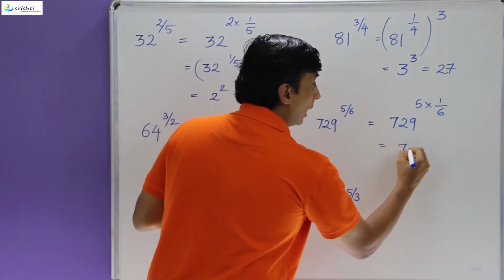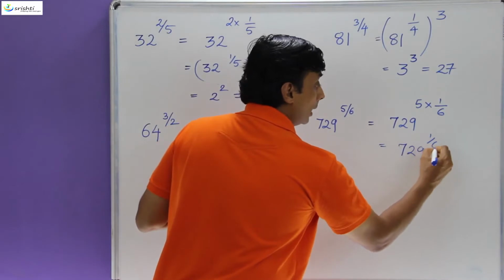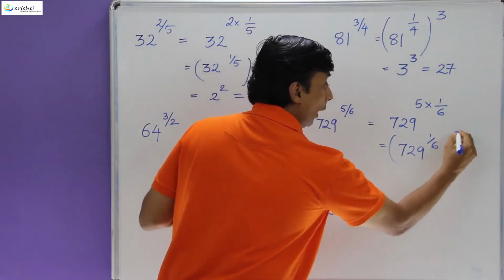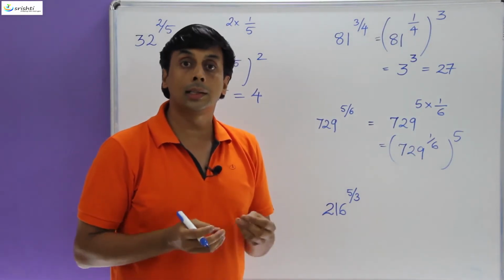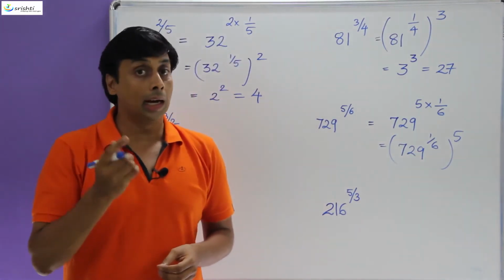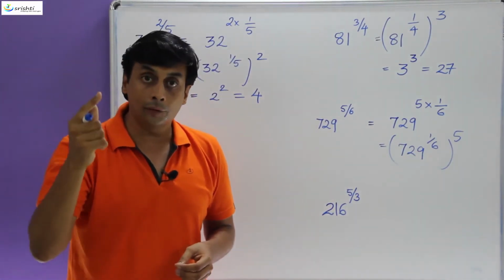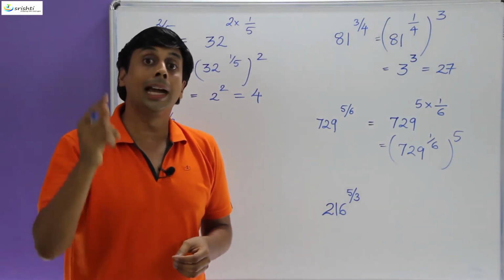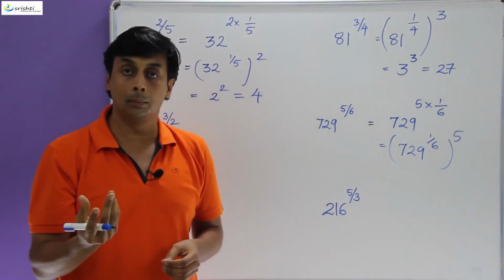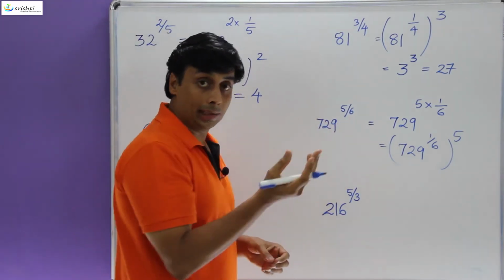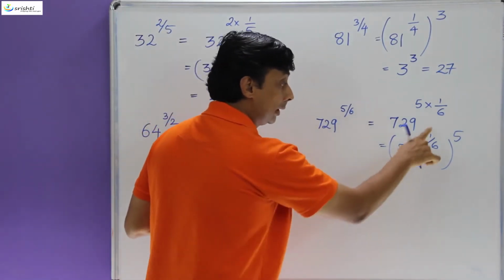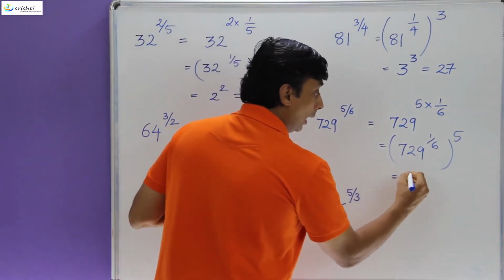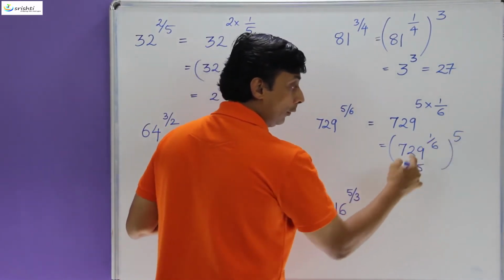So I can write this as 729 raised to 1 by 6, the whole raised to 5. Now what does 729 raised to 1 by 6 mean? It means the sixth root of 729. And how do you calculate that? You prime factorize 729 and you make groups of 6 numbers at a time. If you do the prime factorization in your notebook, you will get the answer as 3. The sixth root of 729 is 3, and the power of 5 remains on 3.